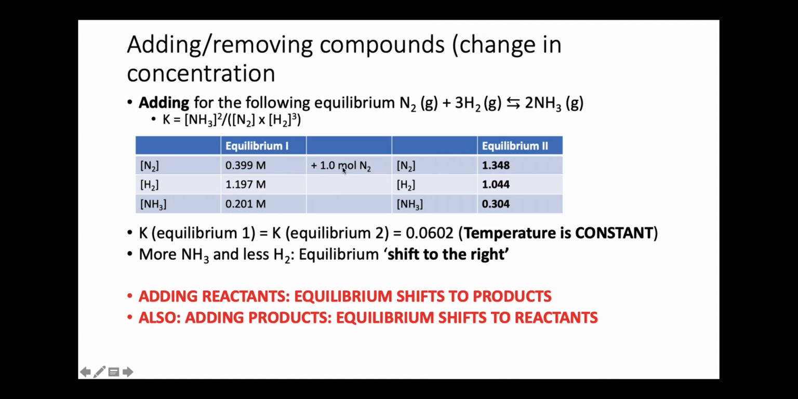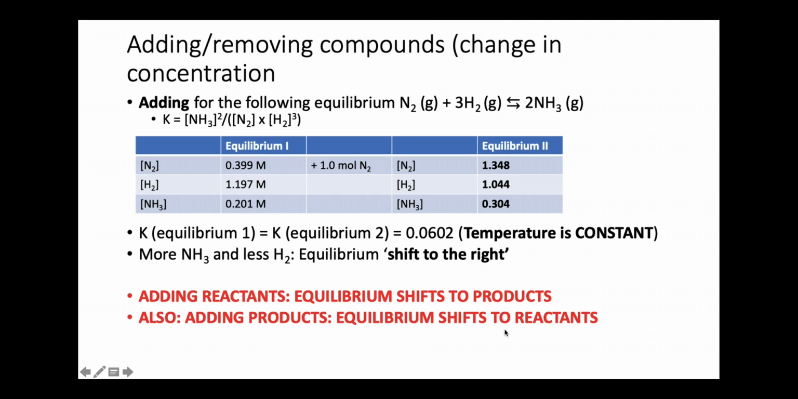So what we can say, we added N2 on the left-hand side, so reactants, and you see it will shift to the right to NH3, so to products, because you can see the concentration of H2 is lower. Also, for NH3 it is higher. So what we say, when we're adding reactants, my equilibrium shifts to products. Adding on the left-hand side shifts to the right.